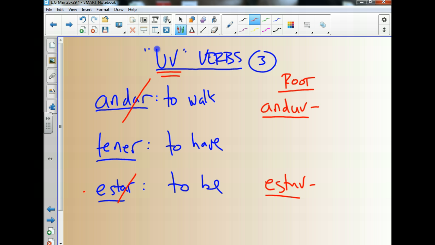Okay? To have is a little different. It is not tenuv. I repeat, it is not tenuv. We need to cut off this whole ending here. The tener, it just becomes a UV verb from the T, which means it is? My studio audience says tuv, and they are correct. Okay? So here are roots of these verbs.